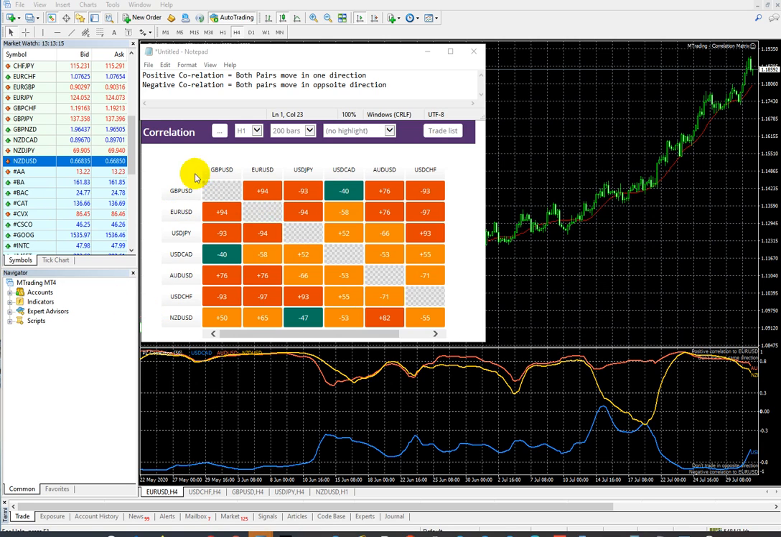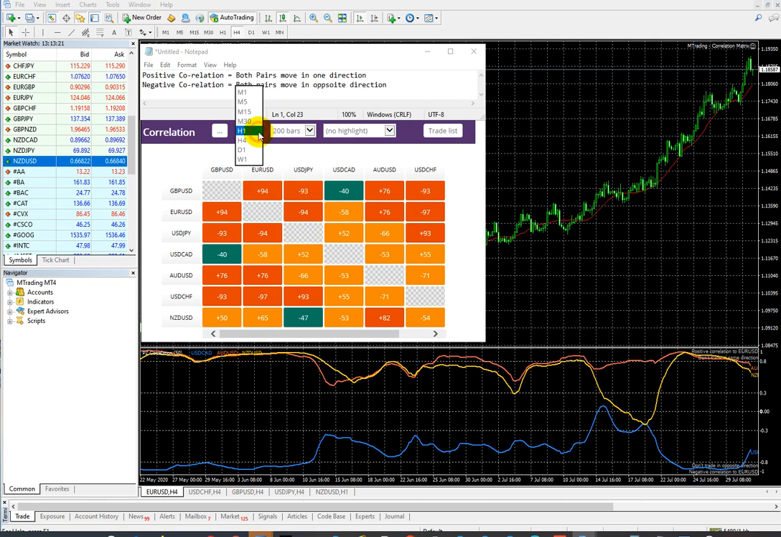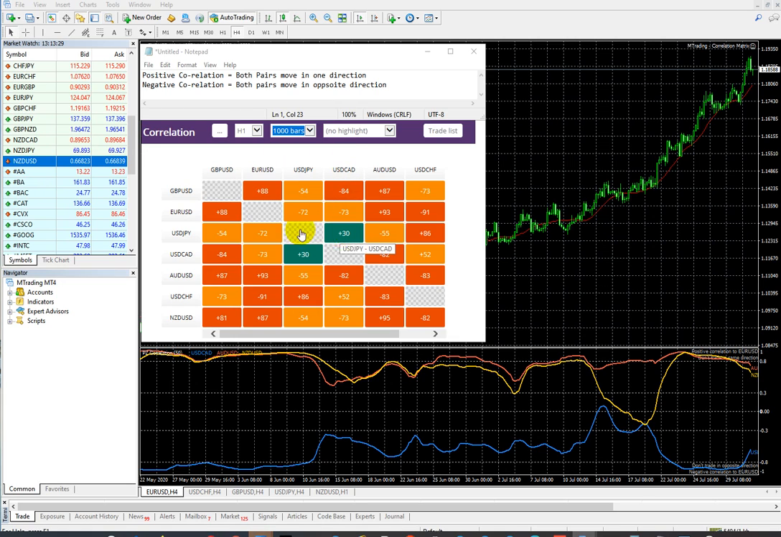Here I can also add pairs. I can choose the time frame and the number of bars. If I want to trade with 100 bars, it will give me the data accordingly. But you will see EUR/USD and GBP/USD still have a positive correlation. So based on the bars, the data will change. This is how this indicator works.